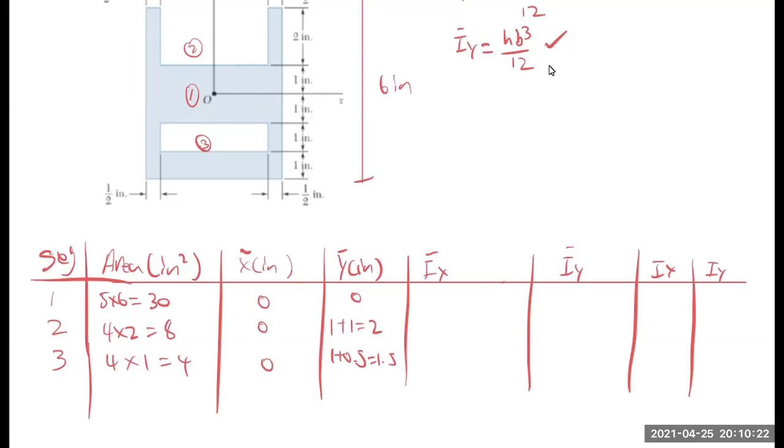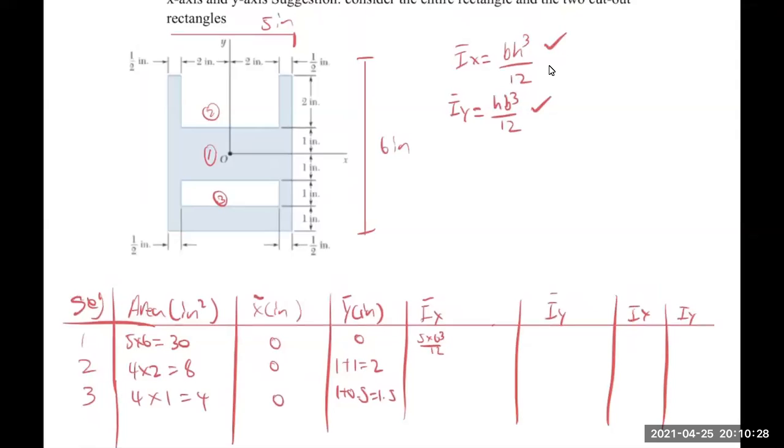So for this one, the base will be 5, right? 5 multiplied by 6 cubed over 12, because for segment 1 the base is 5 and the height is 6 inches. So that would be 90, in inches to the fourth.